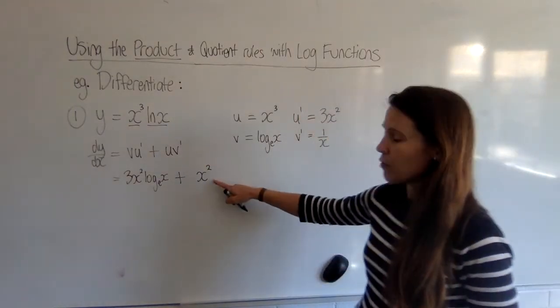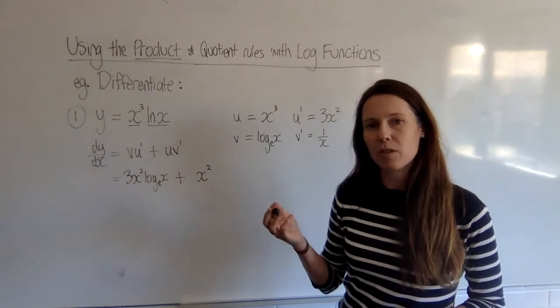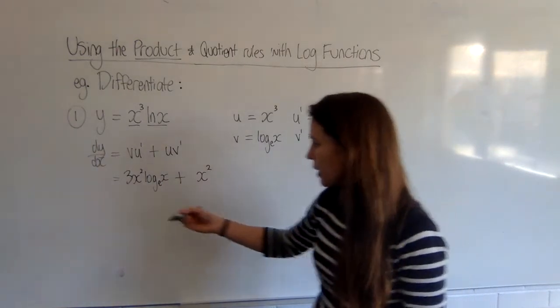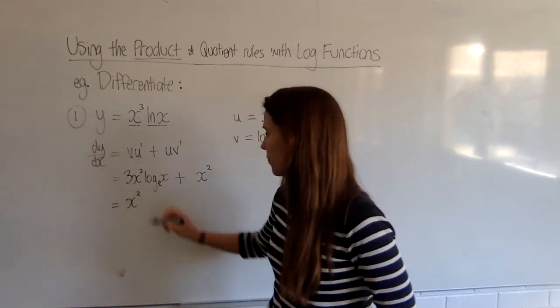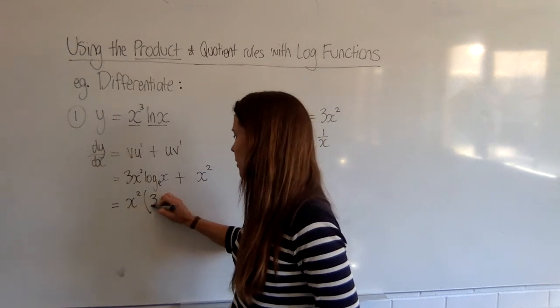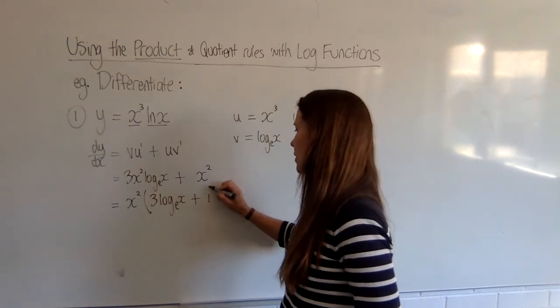Now, you'll notice that often with the product rule, we can actually factorise. And it's worth doing it because often you can then simplify what you're left with and get a much better answer. So here we can bring x squared out the front, and that leaves us with 3 multiplied by the log of x plus 1.